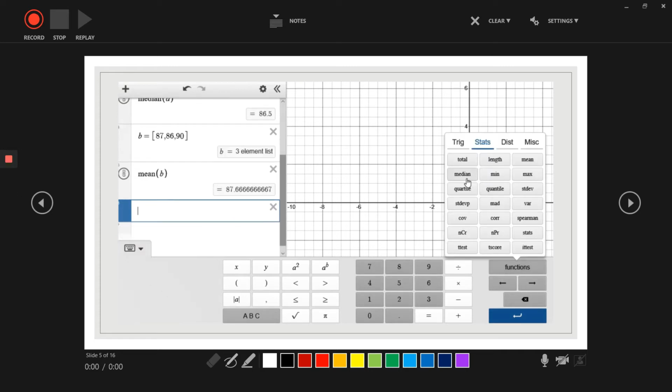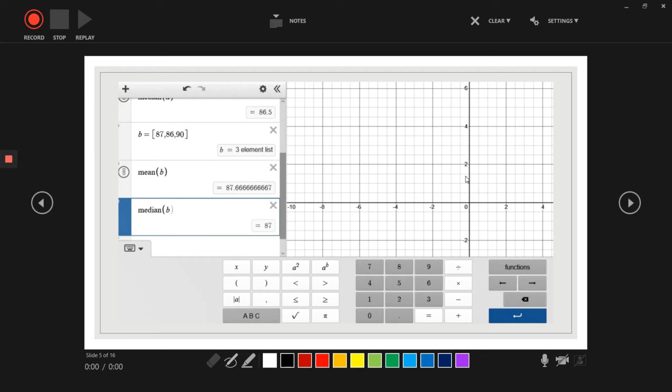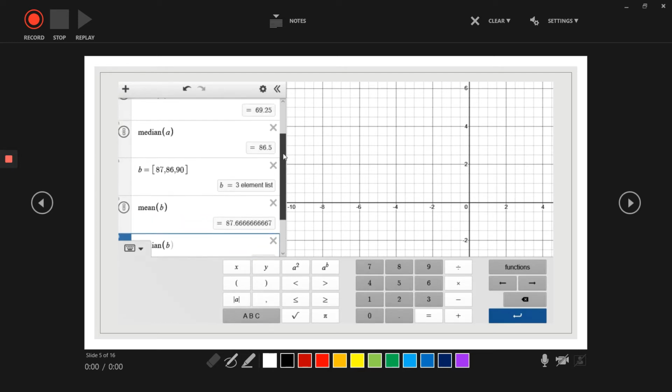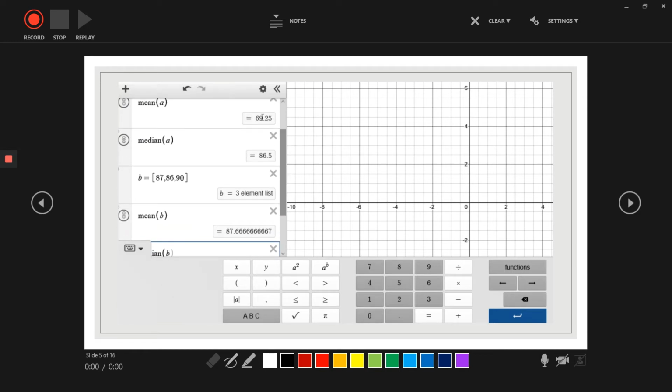All right, so look at this now. The median didn't change a whole lot, right? The median is the number that's physically in the middle. So eliminating outliers doesn't necessarily change the median too much, right? Because it's in the physical middle. But the mean changed a lot. See, look, it went from 69.25 up to 87.7. Okay?